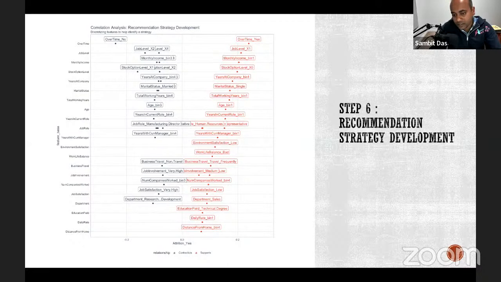So of course there is coding involved there. But think about it this way: the recommendation is for every variable, and depending on which variable is supporting attrition for one person, the recommendations will be proposed accordingly.